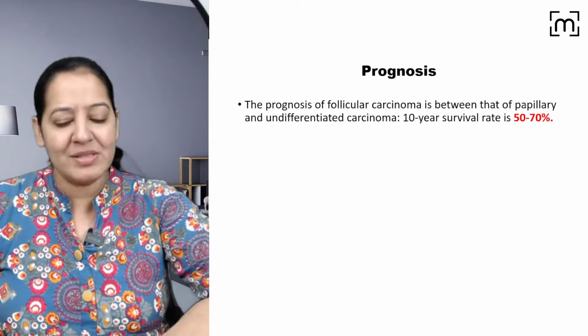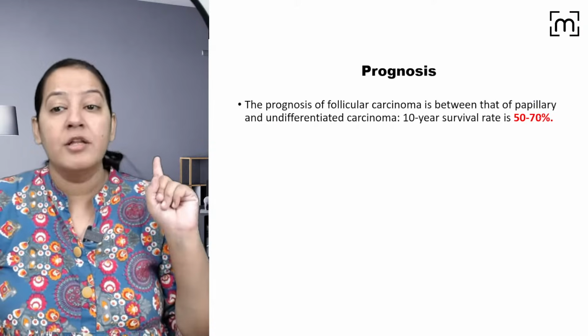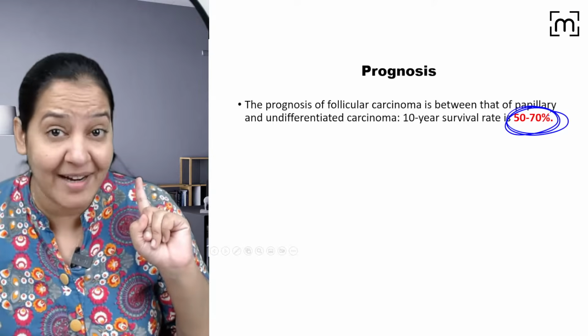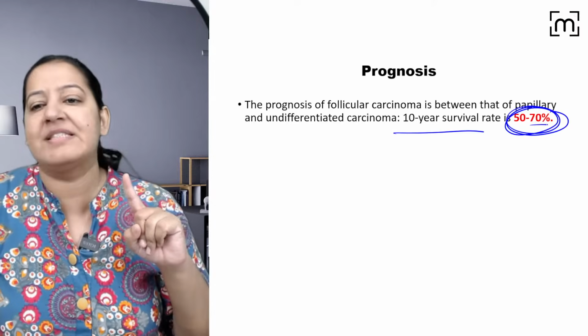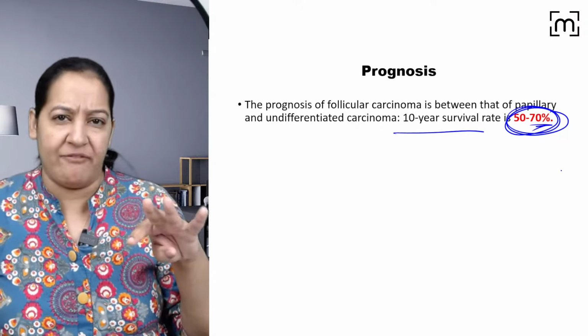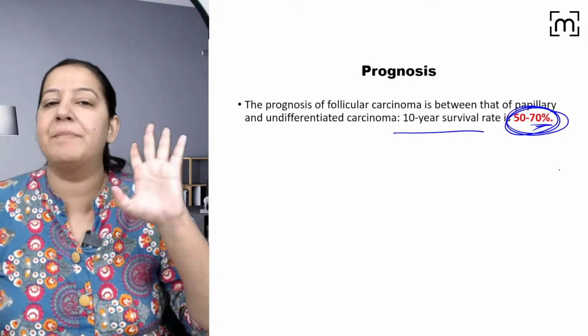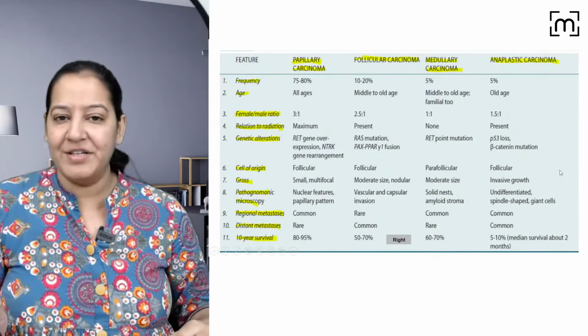And the prognosis is average, not very good. The prognosis in papillary carcinoma was 90%, the 10-year survival. Here the 10-year survival is 70%. So you can say average, not bad, but average, right? There it was 90%, here it is 70%. You got my point?